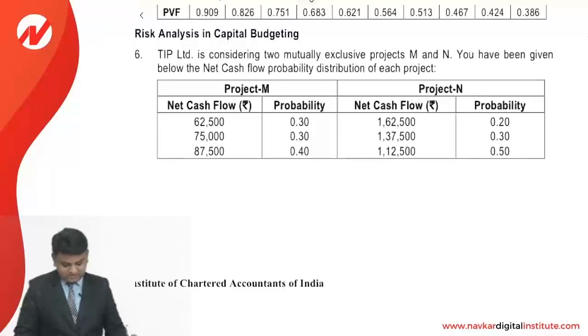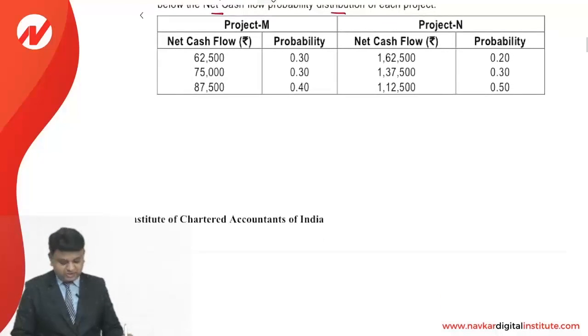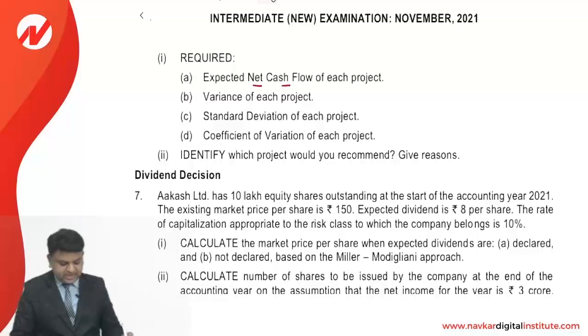Question number 6. It is from the chapter of risk analysis and capital budgeting. TIP Limited is considering two mutually exclusive projects, M and N. You have been given the below net cash flows and the probability distribution for each of the project. Cash flows are 62,500, 75,000, 87,500. Similarly, over here the cash flows have been given along with the probability distribution. The first question is calculation of the expected net cash flows for each project.